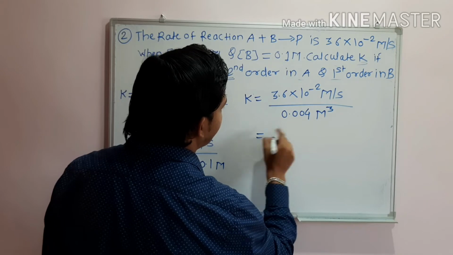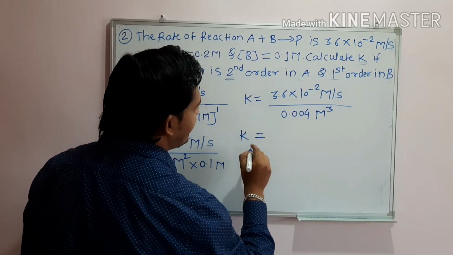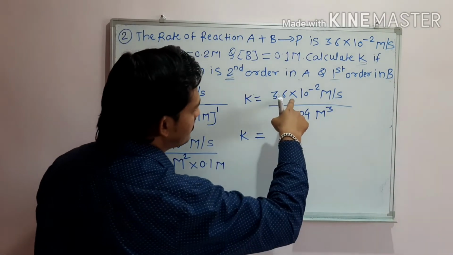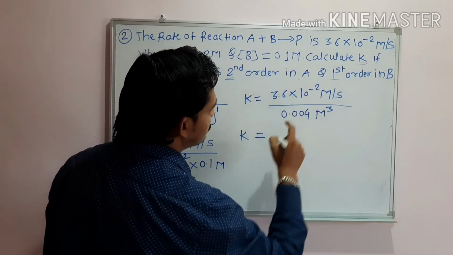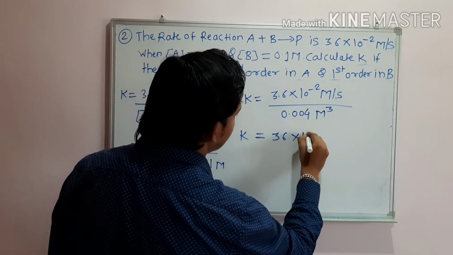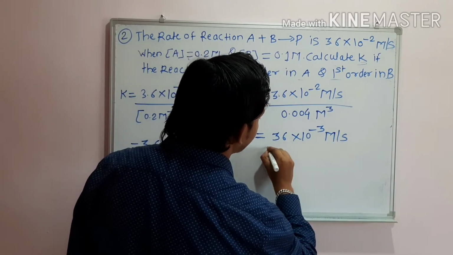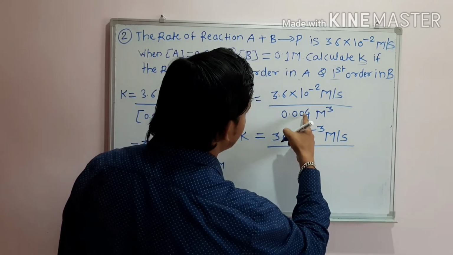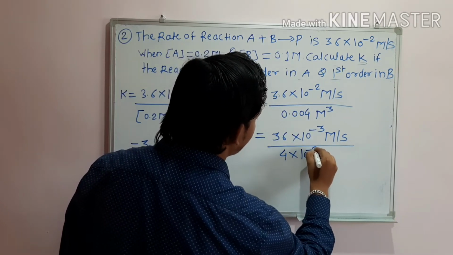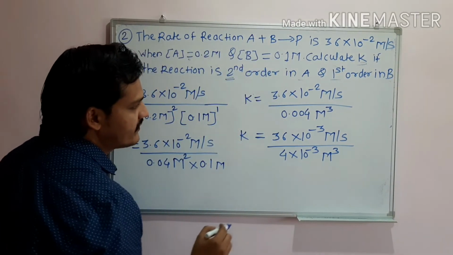Okay, alternatively I can write here K is equal to, I want to write clearly. So if I change the pattern, that is 36 into 10 to the power minus 3. So what we get? 36 into 10 to the power minus 3 M per s divided by 1, 2, 3, that is 4 into 10 to the power minus 3 M cube. Okay, so what do we cancel out?